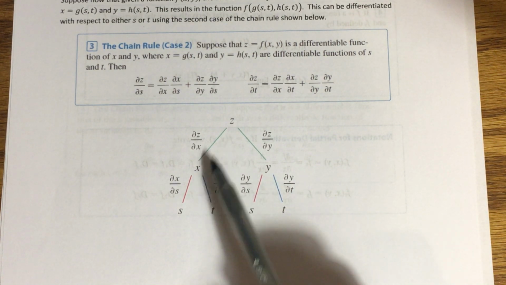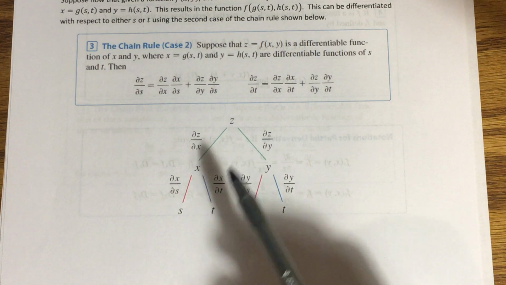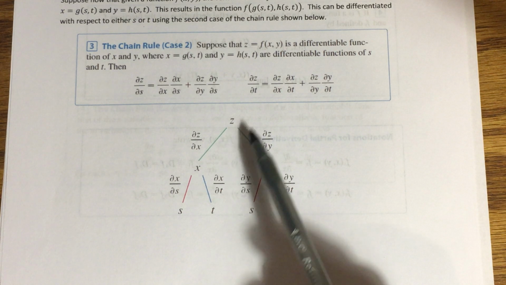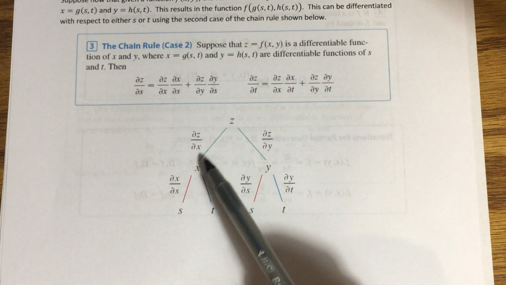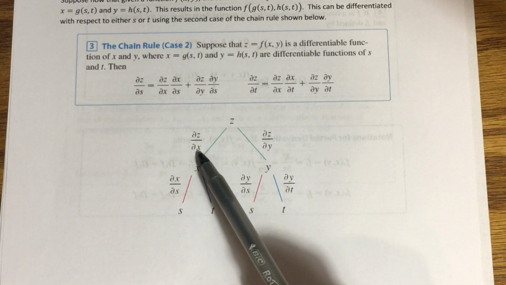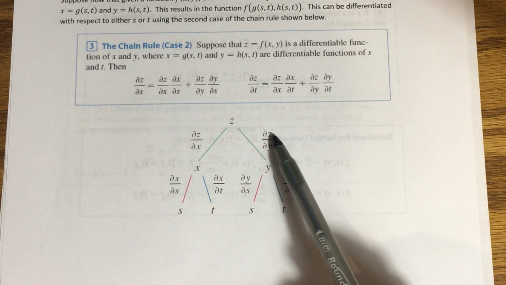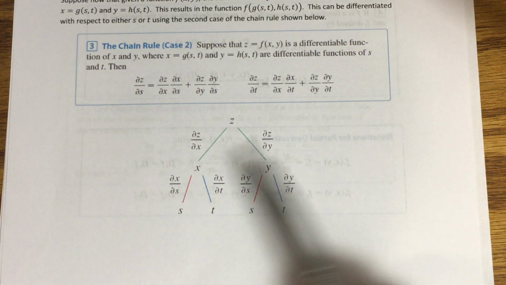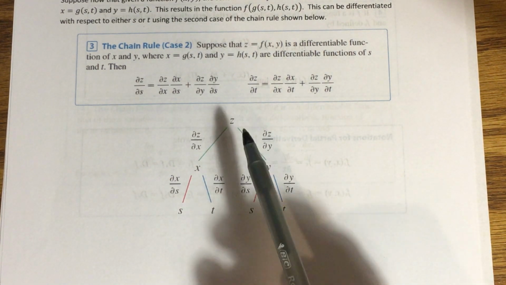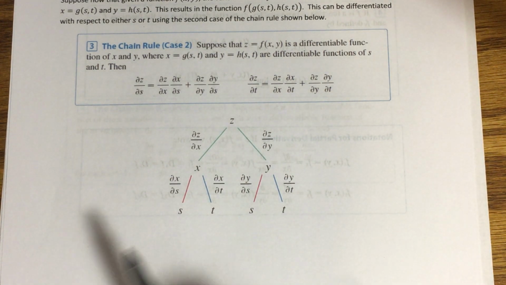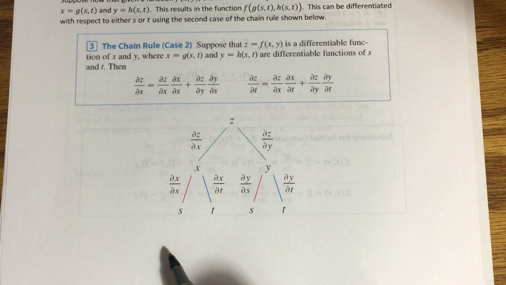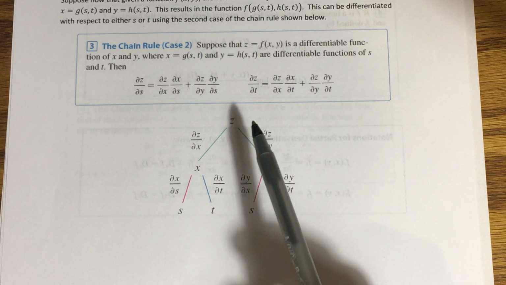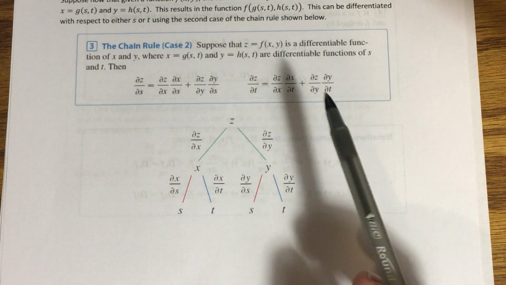And then what we do is along the branches, we write in these derivatives that correspond to whatever branch we just talked about. So as we go from z to x, we write in the partial of z with respect to x. As we go from z to y, we write in the partial of z with respect to y. Notice from y to s, partial of y with respect to s, and so on. Then what you want to do is determine what kind of partial derivative you're looking for. So for example, do you want to find the partial derivative of z with respect to t?